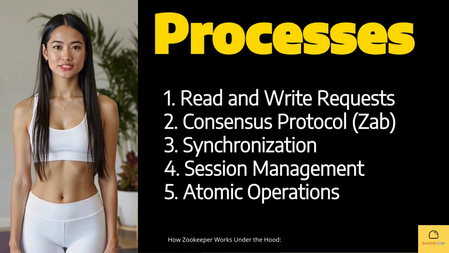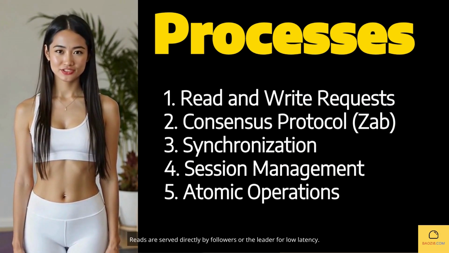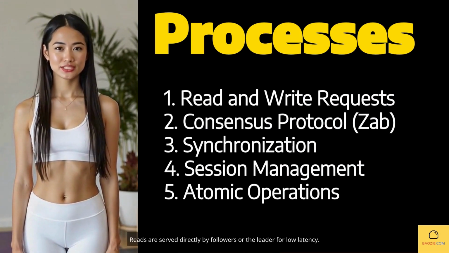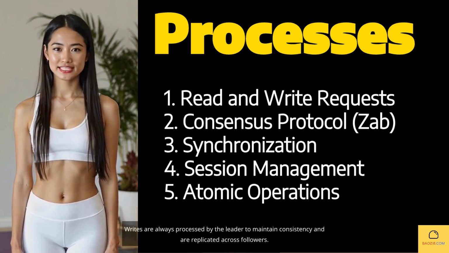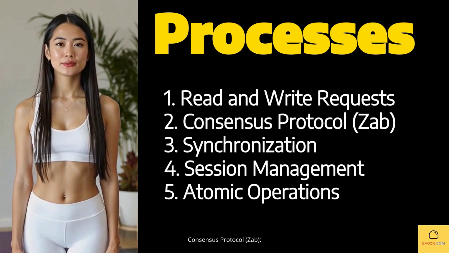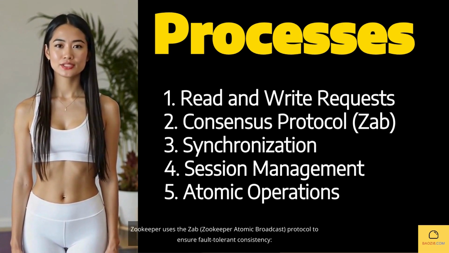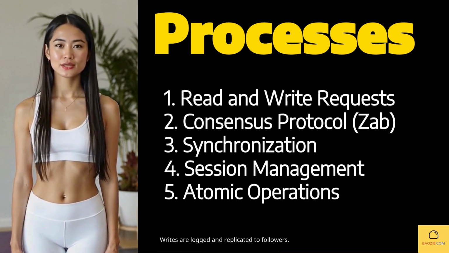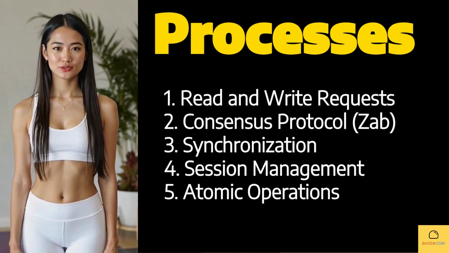How Zookeeper works under the hood. 1. Read and write requests. Reads are served directly by followers or the leader for low latency. Writes are always processed by the leader to maintain consistency and are replicated across followers. 2. Consensus protocol, ZAB. Zookeeper uses the ZAB, Zookeeper Atomic Broadcast protocol, to ensure fault-tolerant consistency. Writes are logged and replicated to followers, only committed once a majority quorum confirms.